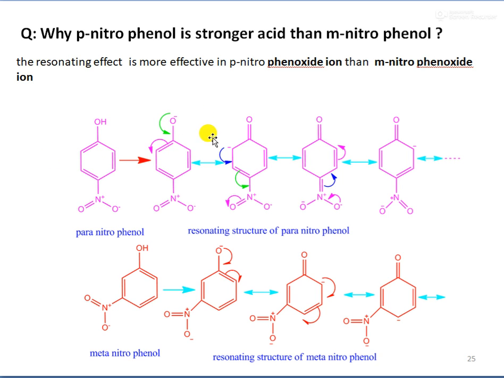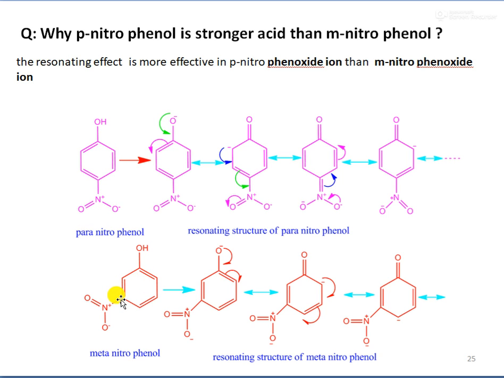So these are the resonating structures of para-nitrophenol and meta-nitrophenol. Here there is a question: why is meta-nitrophenol less acidic than para-nitrophenol? Because in para-nitrophenol the para position is already an electron rich site because of the directing effect of the OH group. Therefore, when an electron withdrawing substituent comes, this withdrawal of electron density will be more effective.